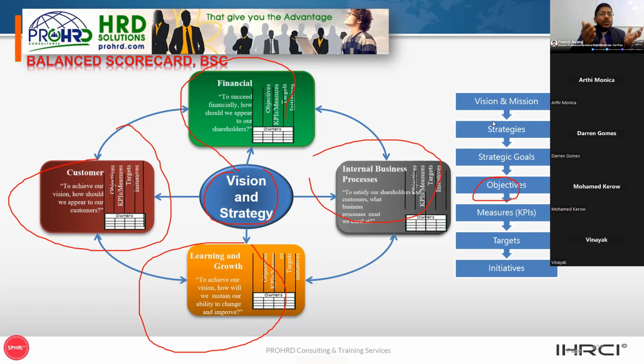When you talk about the balanced scorecard, it does not talk about only the financial objective. It is talking about non-financial objectives as well, which are intangible, like people issues and all that. It combines both.